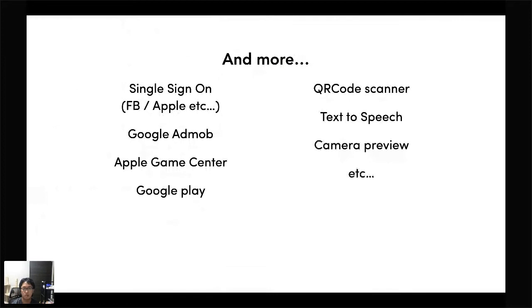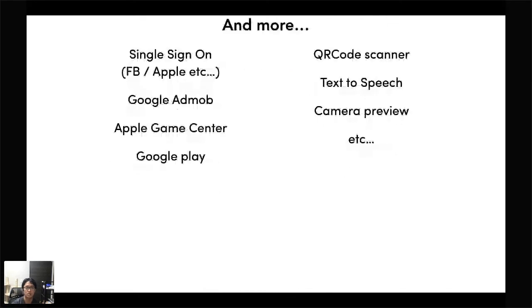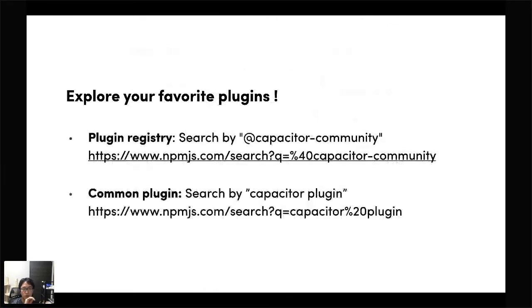And open the QR code scanner, text-to-speech, camera preview, and more. We can easily find them on npmjs.com. And the Capacitor community is similar to the WordPress.org plugin directory. If we want to register your own Capacitor plugin here, we need to pass certification from the Capacitor core team. And of course, we can publish a community plugin to npm.js. So we can find Capacitor plugins from npm.js in two ways.